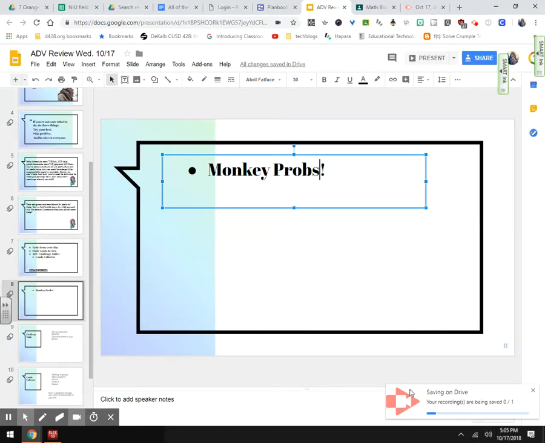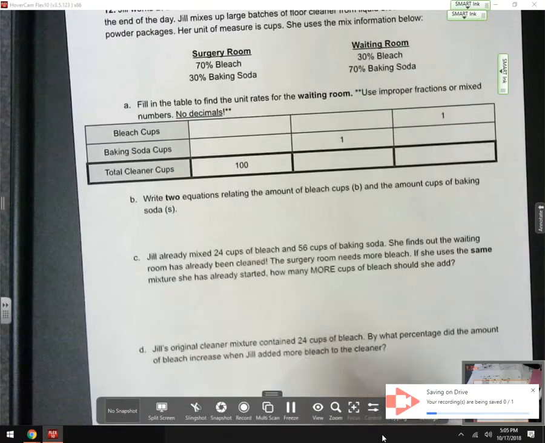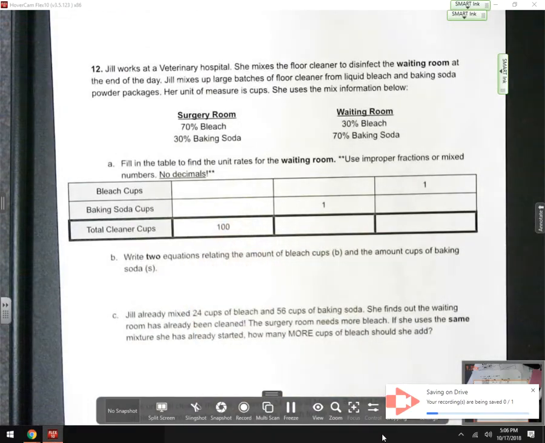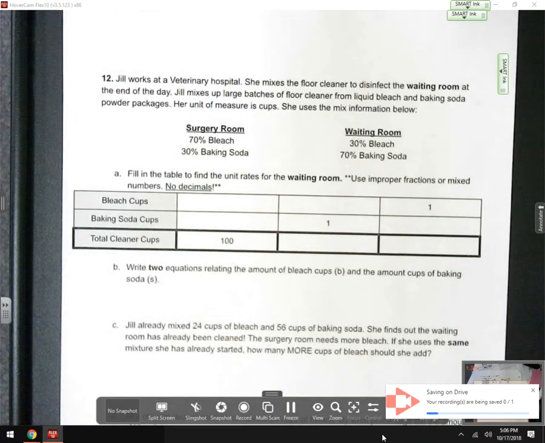I am just doing number 12 in the study guide, which is kind of like the monkey problem. So this is Jill in the veterinary hospital. Let's go ahead and get started. Jill works at a veterinary hospital. She mixes the floor cleaner. She's got the waiting room, she's got the surgery room. She's got bleach, she's got baking soda.